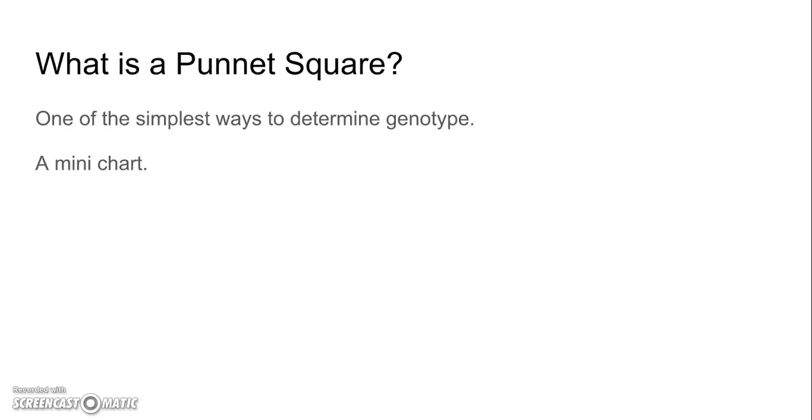Alright, so I'm sure many of you are wondering what a Punnett Square is. Well, a Punnett Square is one of the simplest ways to determine genotype. The square is actually a mini chart used to determine the potential genotype for an offspring with respect to a particular trait.